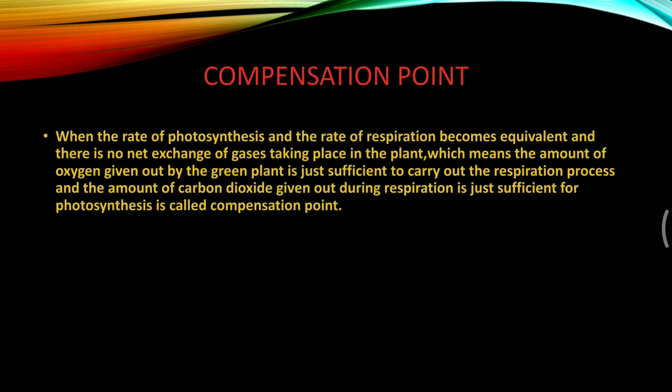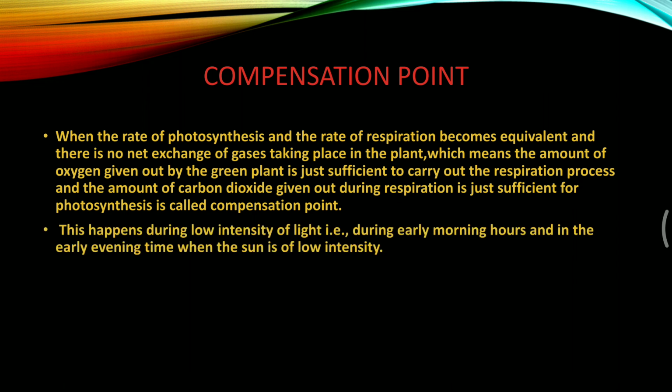So just try to read it and try to understand. It just means that when the rate of photosynthesis and the rate of respiration become equivalent, and there is no net exchange of gases taking place in the plant, the amount of oxygen given out by the green plants is just sufficient to carry out the respiration process, and the amount of carbon dioxide given out during respiration is just sufficient for photosynthesis to occur. That is known as the compensation point. This happens in low intensity of light, either in the early morning or in the late evening. And during this time, an equilibrium point is maintained in the atmosphere by no further exchange of gases.